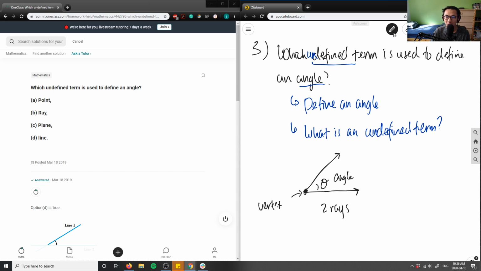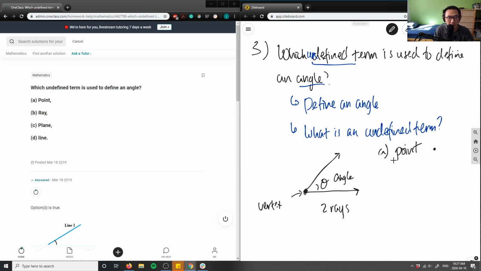So now we have to ask ourselves, what is an undefined term? An undefined term means that from undefined terms, we can define all our terms in geometry. So let me just walk through these four things first. So what's a point? A point, again, is just one singular coordinate in space, right? So a point here looks something like this. It tells us one coordinate in space.